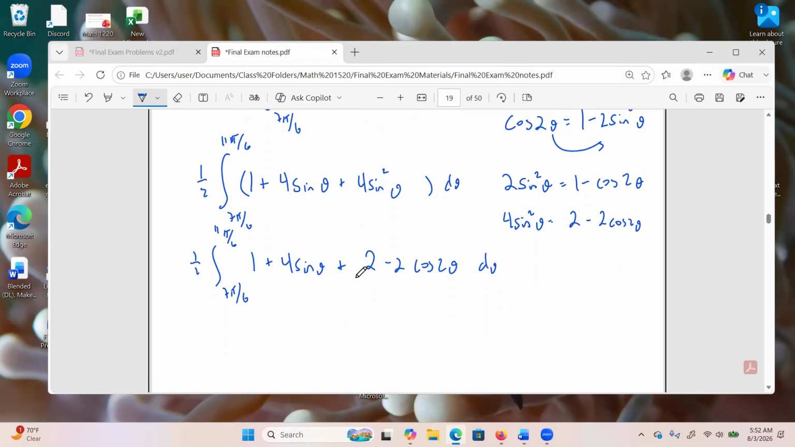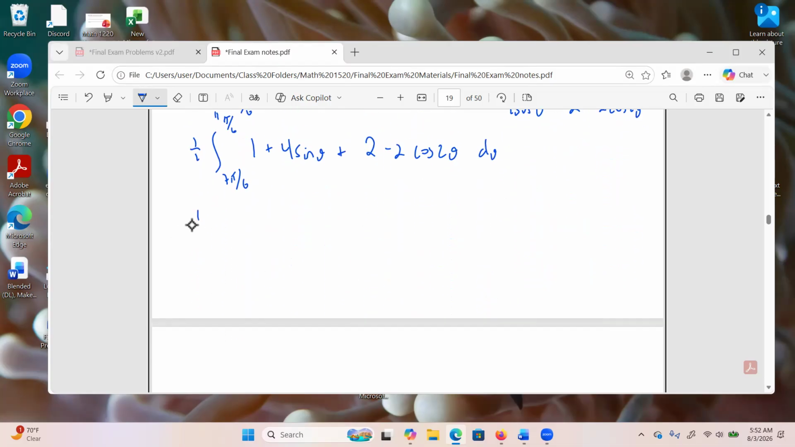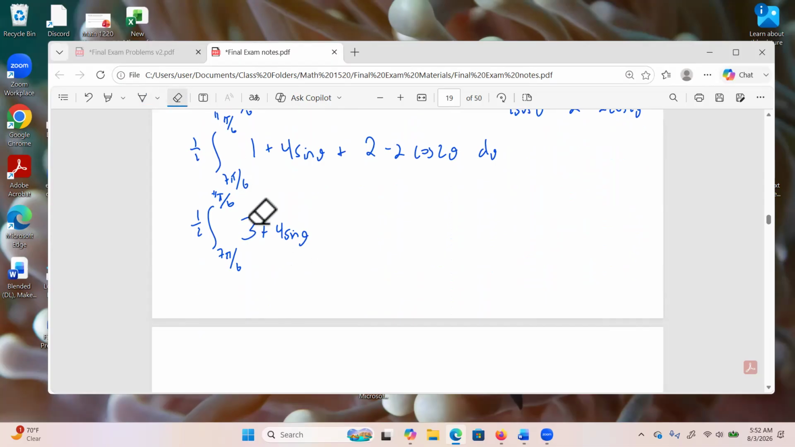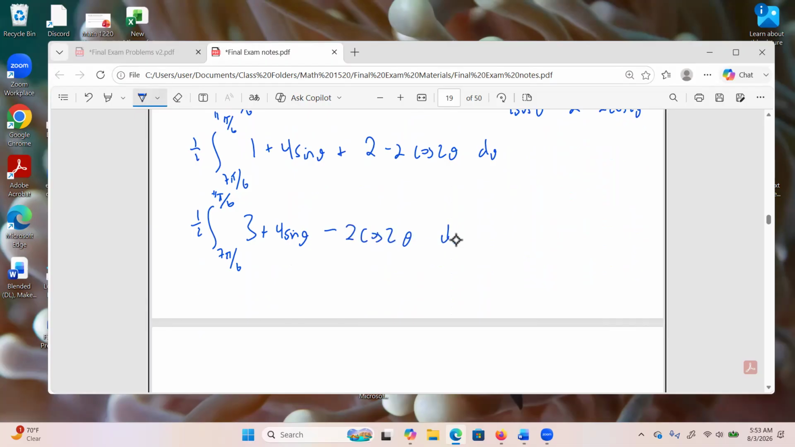There are some terms we can combine now. So we have 1/2 integral 7 pi over 6 to 11 pi over 6, 1 plus 4 sine theta. Actually, 1 plus 2 is equal to 3. Let's go ahead and change that to a 3 and make it look like a 3 rather than a B. So we've got a 3, minus 2 cosine 2 theta d theta.